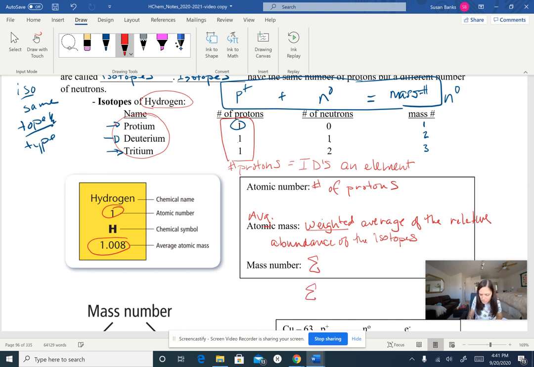This Greek symbol, epsilon, is sum of. The mass number is the sum of the protons plus the neutrons. Okay, so here we go.